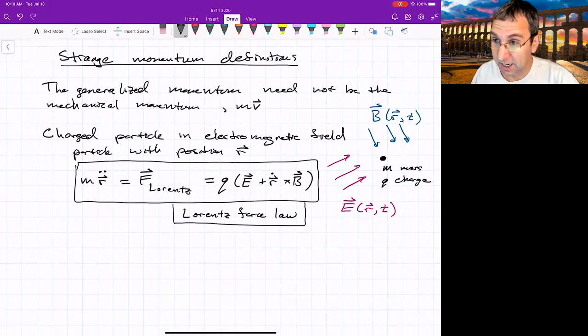Lorentz is Dutch. There's something called the Lorentz Center. I went to a workshop about the physics of fluid flows.